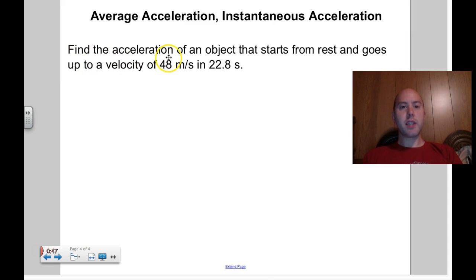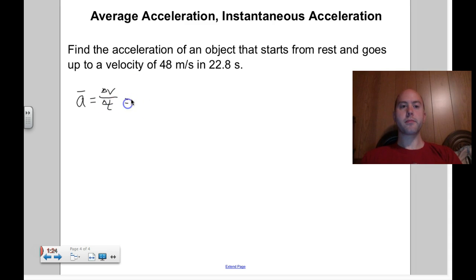Find the average acceleration, so that's what I'm looking for, of an object that starts from rest and goes up to a velocity of 48 meters per second in 22.8 seconds. Well, first off, what is the equation? Average acceleration equals the change in velocity divided by the total change in time.